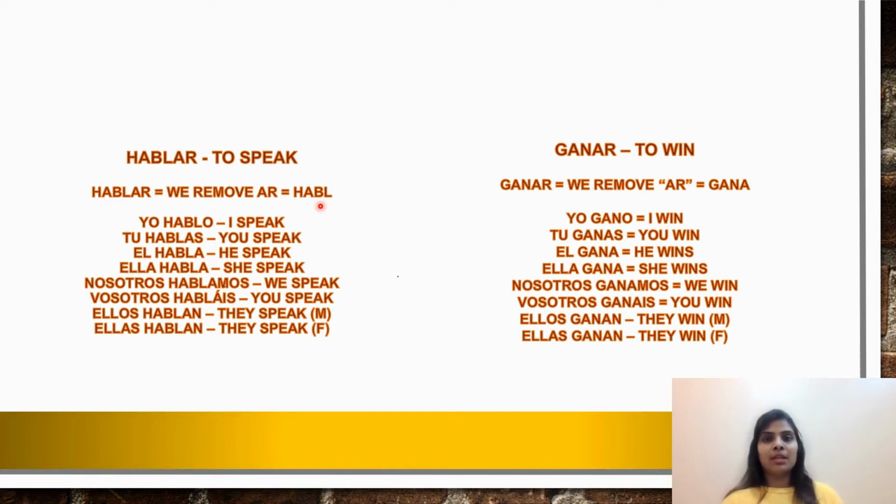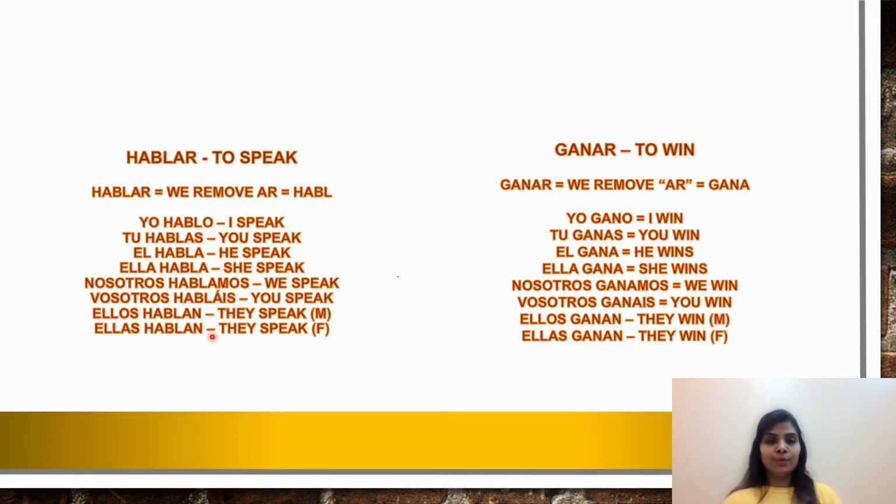What do we do next? The conjugation is according to the personal pronouns. So we write down the personal pronouns. Yo, tú, él, ella, nosotros, vosotros, ellos, ellas. Next, we put HABL everywhere. So this follows in all of it. Now, what is the changing factor? The changing factor is the ending of the particular personal pronoun.